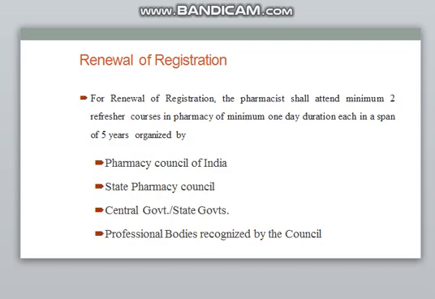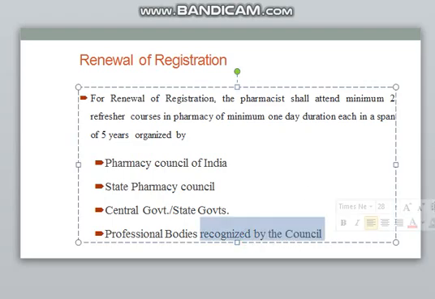Next is your renewal of the registration. When should a pharmacist renew his registration? For the renewal of registration, the pharmacist shall attend a minimum of 2 refresher courses in pharmacy of minimum 1 day duration each in a span of 5 years, organized by the Pharmacy Council of India, State Pharmacy Council, central government or a state government, or other professional bodies recognized by the council.